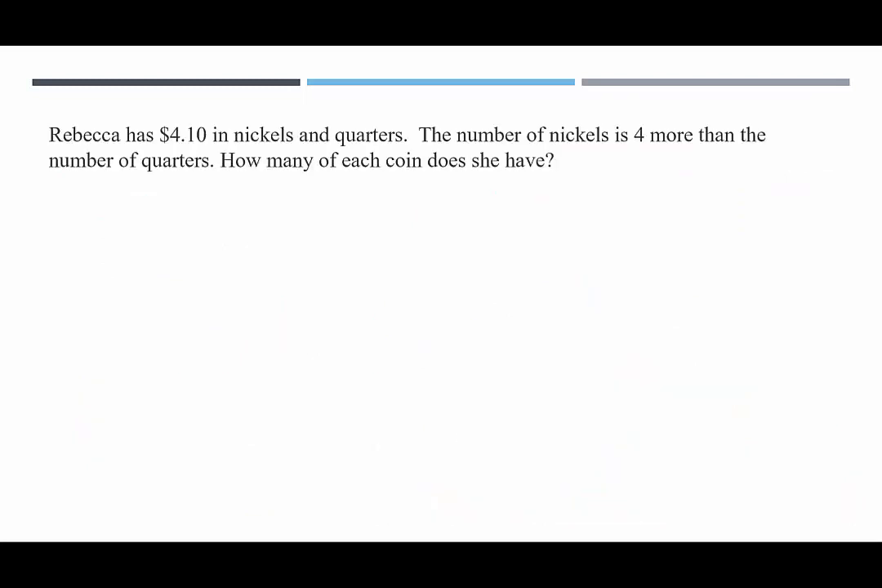Let's look at the second example. Rebecca has $4.10 in nickels and quarters. The number of nickels is 4 more than the number of quarters. How many of each coin does she have? Now, the nice thing about coin questions is if you get stuck, you can always just try them out, because you know that a nickel is worth 5 cents and a quarter is worth 25 cents. But this is algebra. We're going to do this the algebraic way.